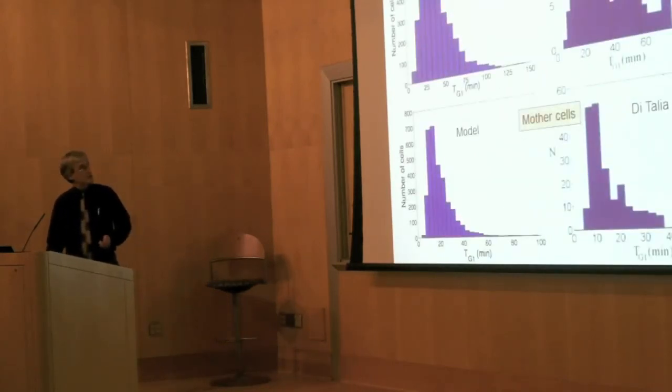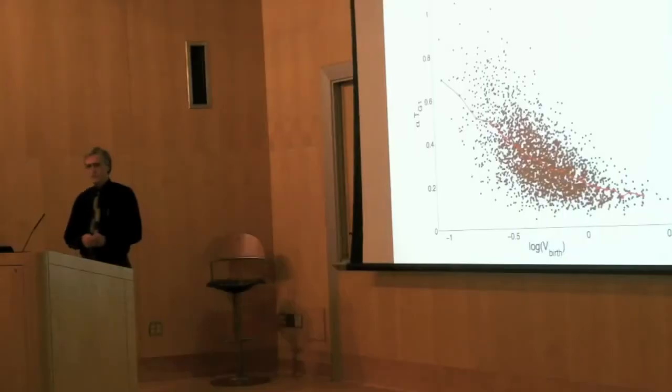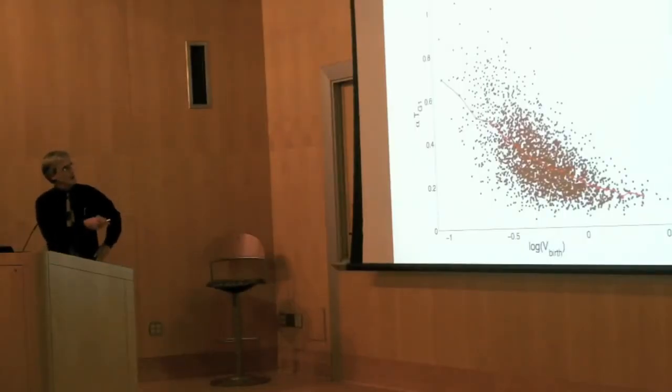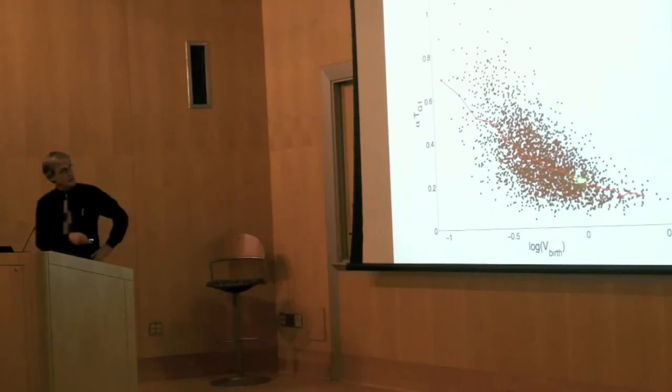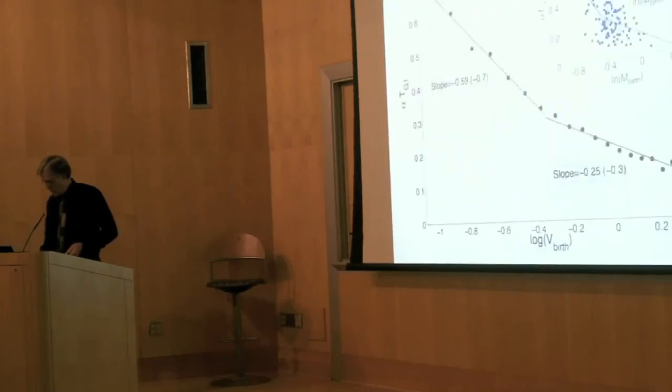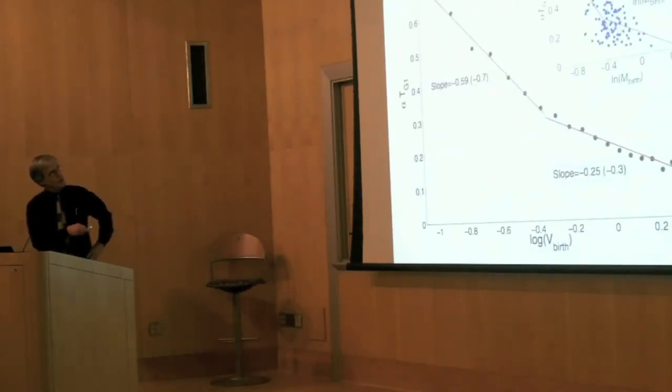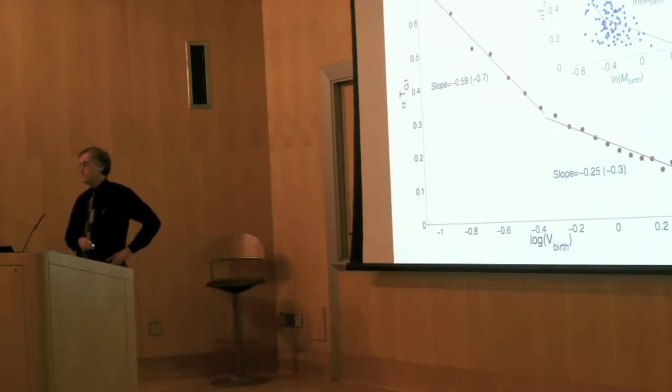Here are histograms of time spent in G1 for mother cells and daughter cells. The model on this side, the experiments on that side. That looks pretty good to me. Here's this correlation between time spent in G1 and the logarithm of the size of cell at birth. And this is in the simulation. You can simulate thousands of cells. And here's a kind of fit to two straight lines. And if we compare the numerical simulations with the data from the Nature paper, it's right on.